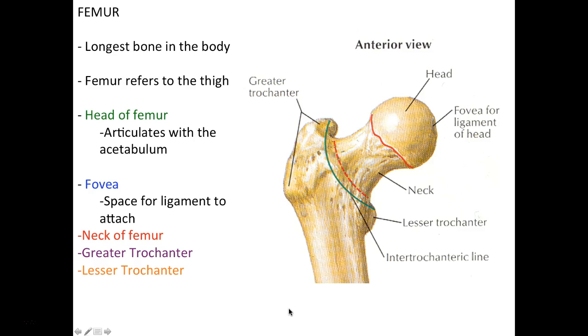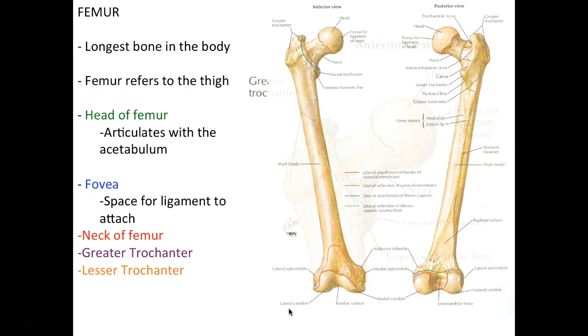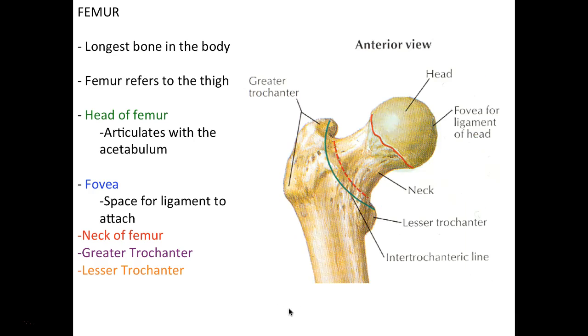So let's continue on with our femur. This is the longest bone in the body. Femur means thigh in Latin. And we're going to see the head of the femur is a nice spherical structure that will articulate with the acetabulum that we just saw on the os coxa.